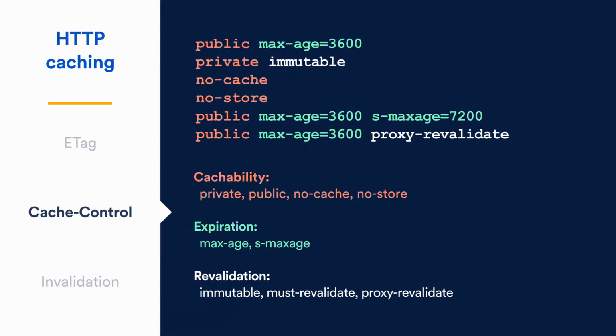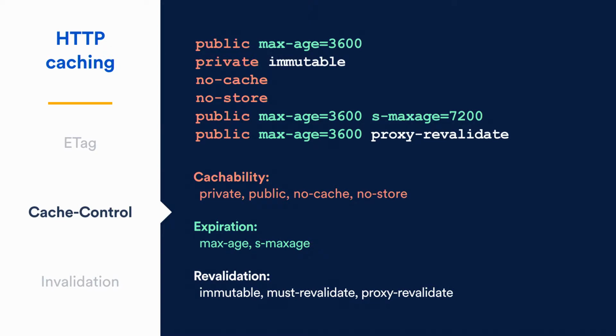Public means that it can be cached in the browser or in CDN. No cache means that the content can be cached, but it needs to be revalidated before using the cache value. And no store means that the asset cannot be cached. Expiration directives, max age and smax age, simply allow you to set the cache validity time.